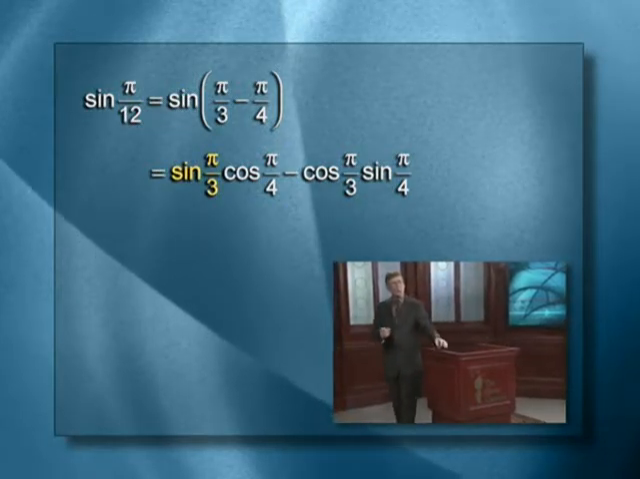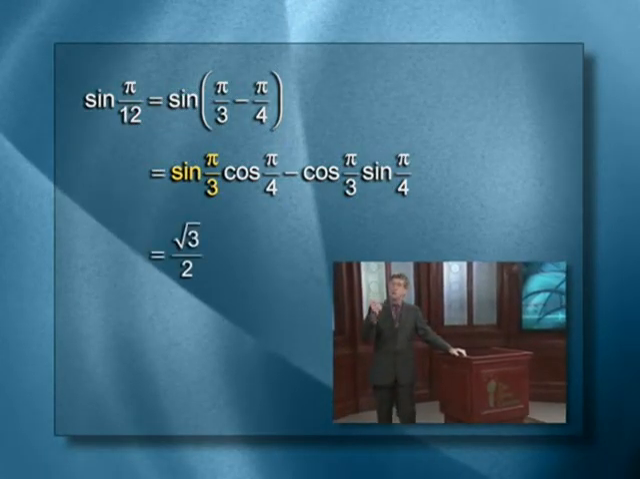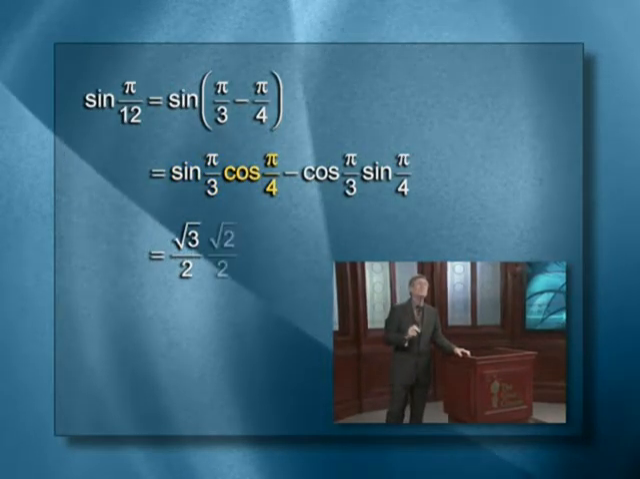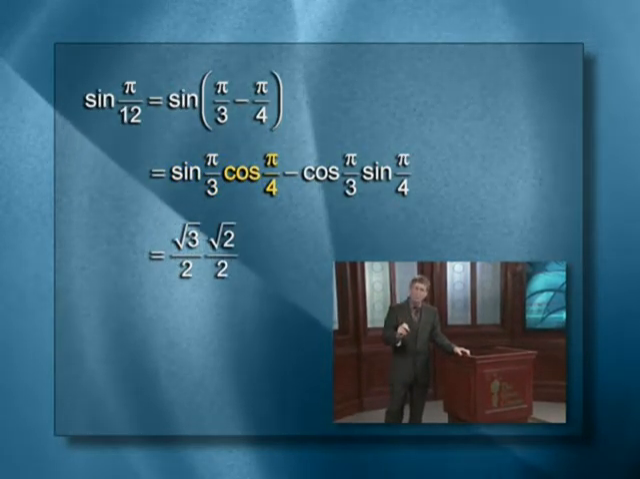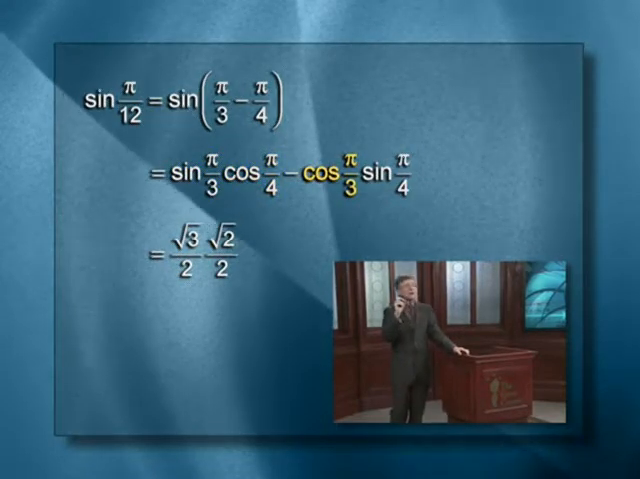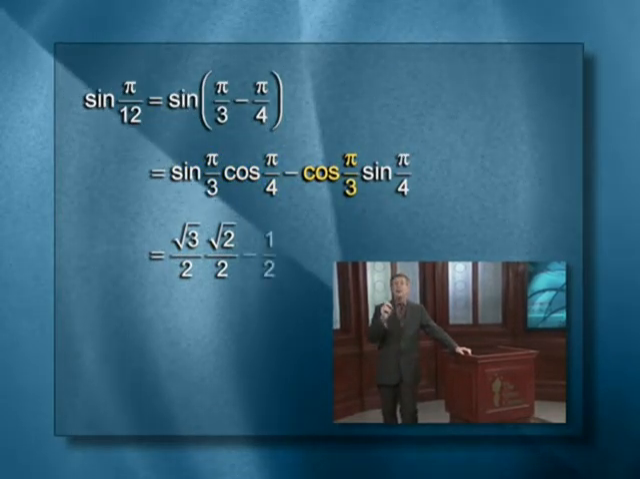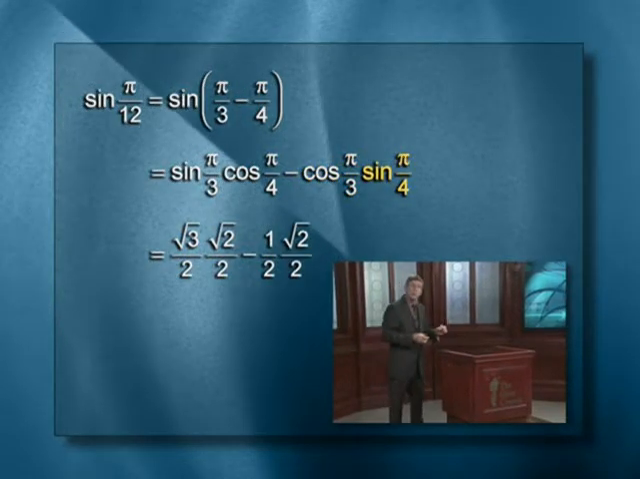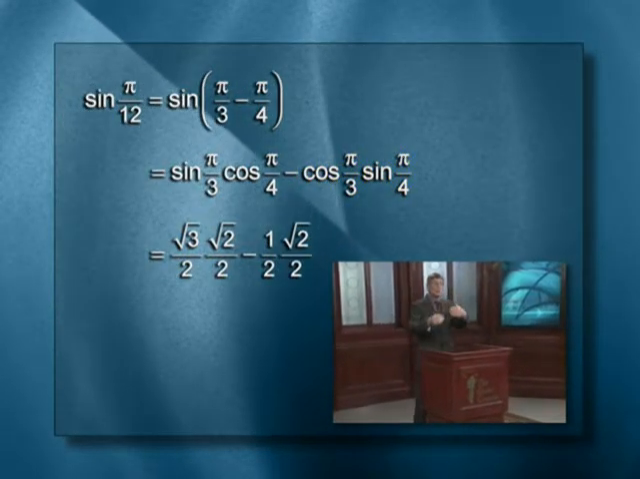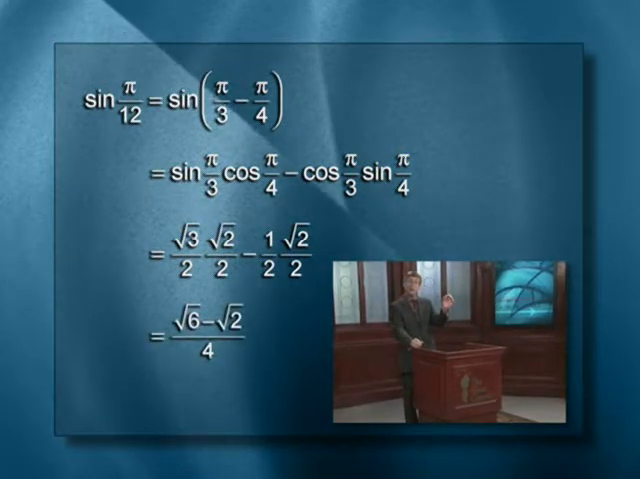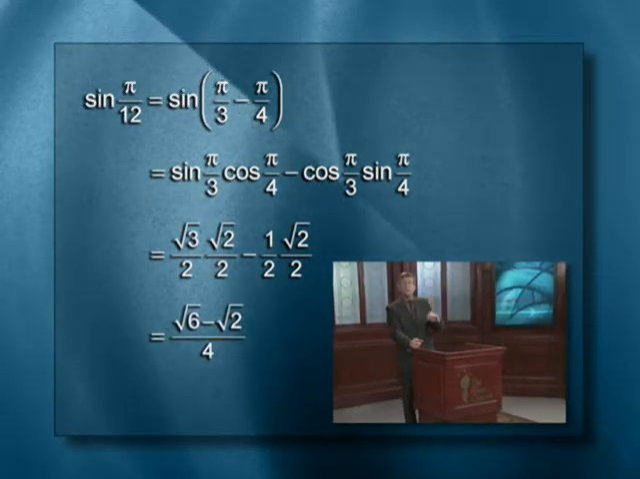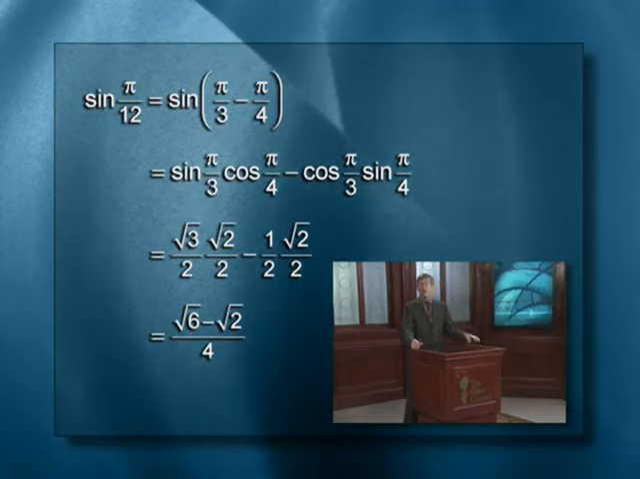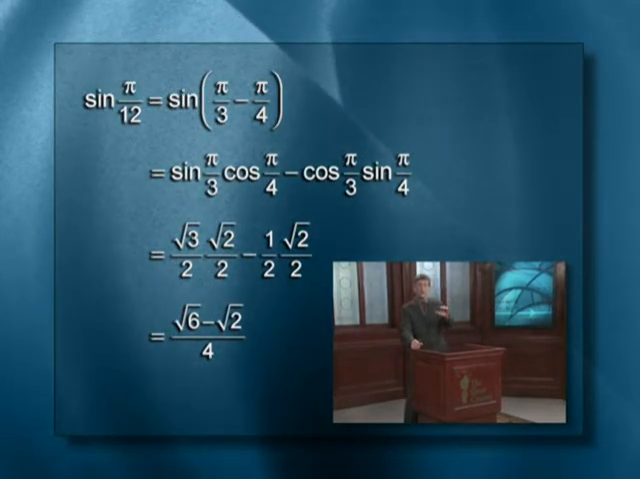Sine of pi over 3, what's that? Square root of 3 over 2. Cosine pi over 4, right, square root of 2 over 2. How about cosine pi over 3? That's 1/2, and sine of pi over 4 is square root of 2 over 2. Bundle those together, and you get square root of 6 minus square root of 2 in the numerator, and you get 4 as your common denominator. So there's the final answer.